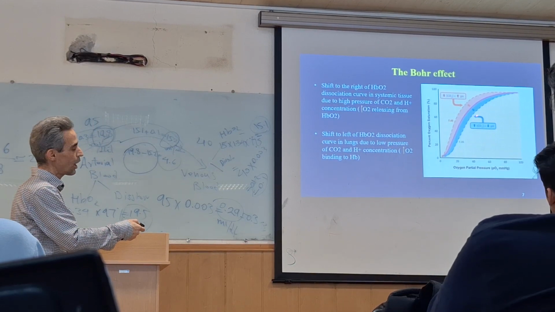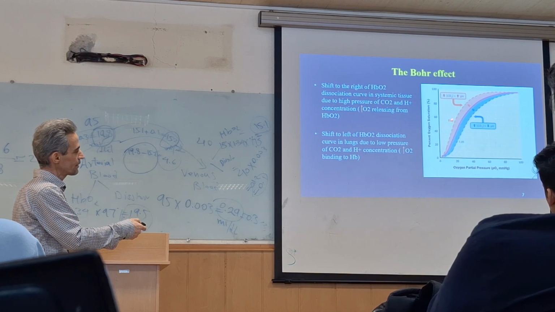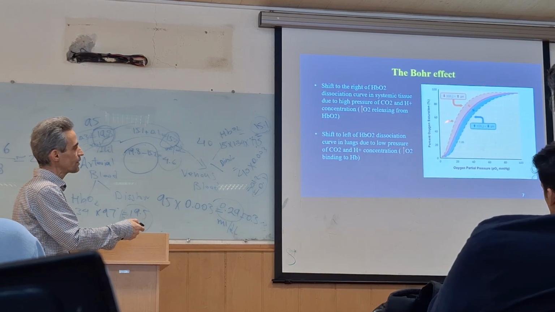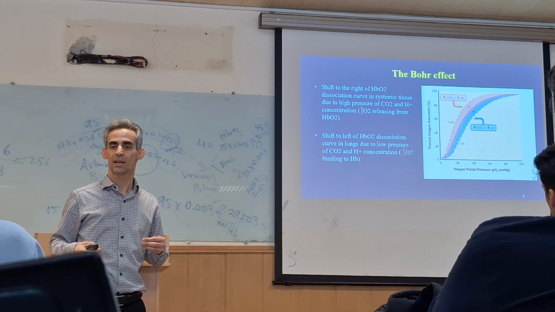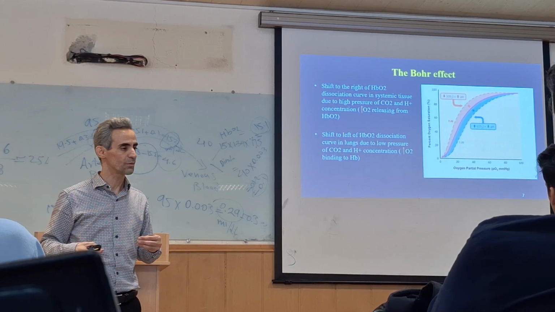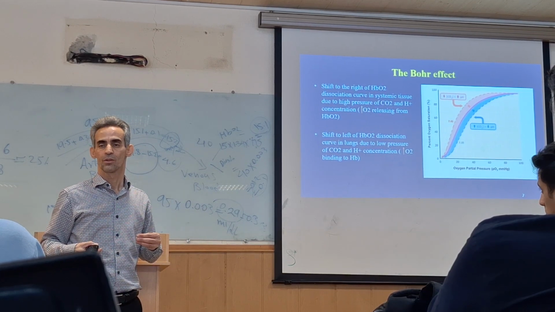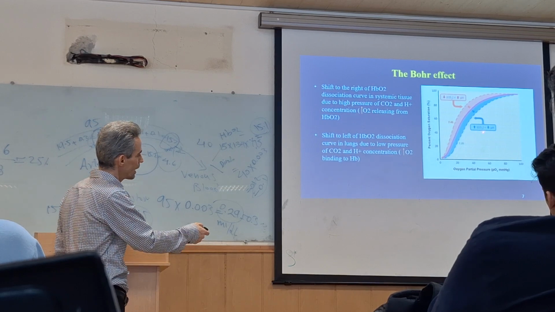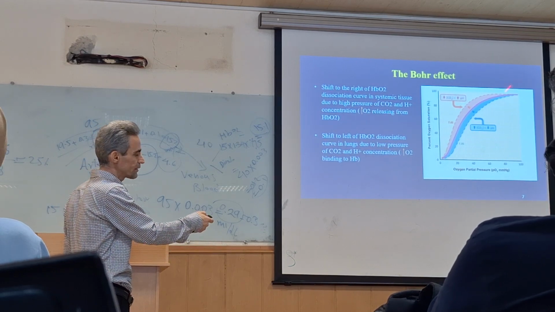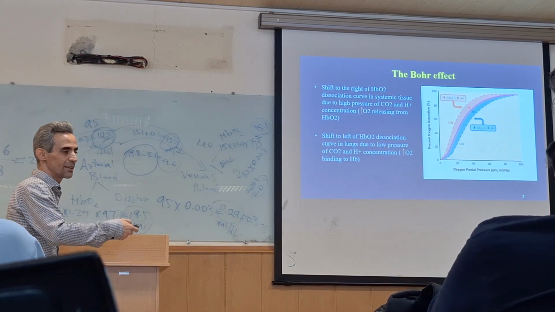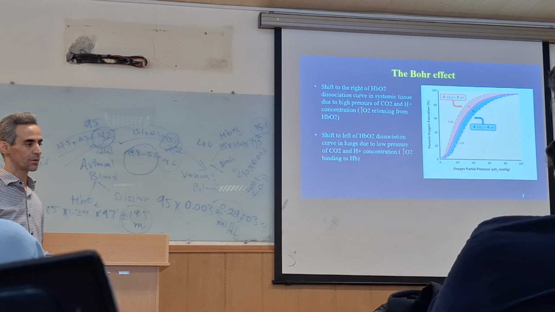Opposite to this, on the other side, you can see the effect of low concentration of carbon dioxide and low concentration of hydrogen ion. The effect of carbon dioxide and hydrogen ion in this curve is named the Bohr effect.